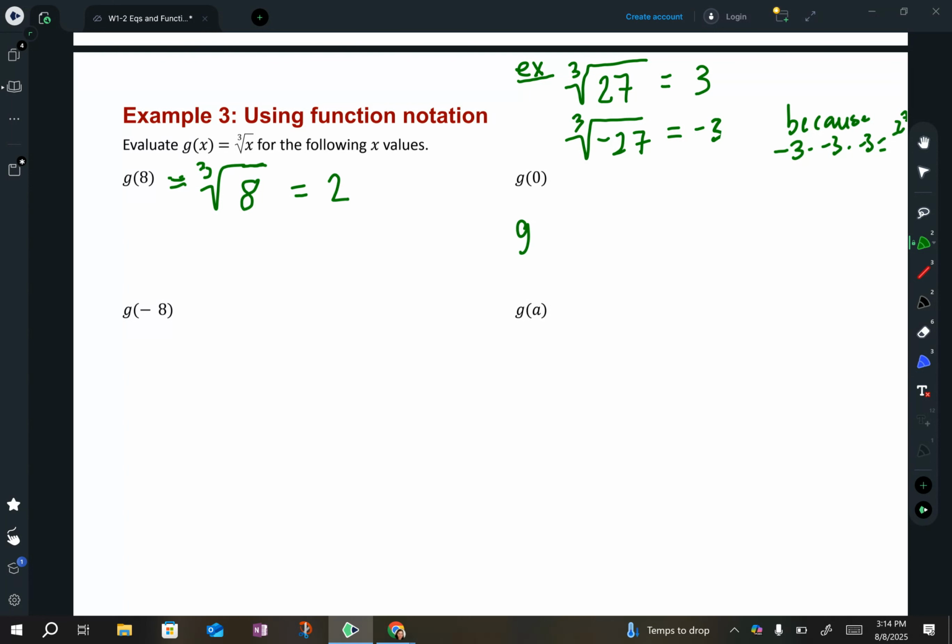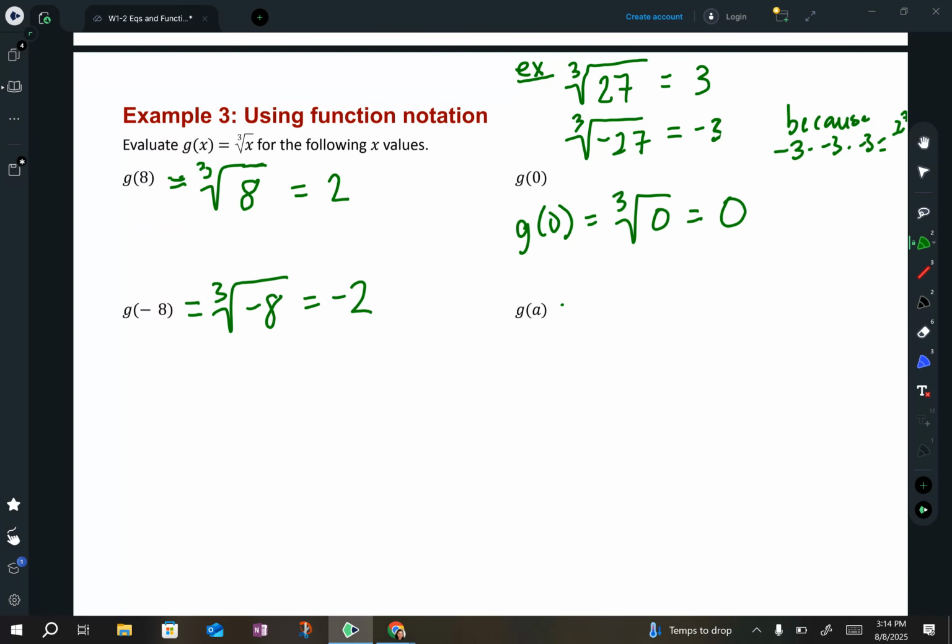g of 0, I'm kind of squished up here, so I'm going to rewrite it, is the cube root of 0. Well, 0 times 0 times 0 is 0, so we're back at 0. Let's keep going. The cube root of negative 8 would be negative 2, because negative 2 times negative 2 is 4. 4 times negative 2 is negative 8.